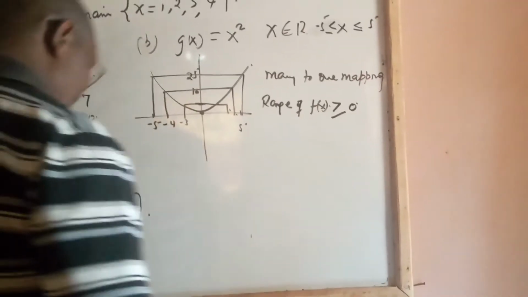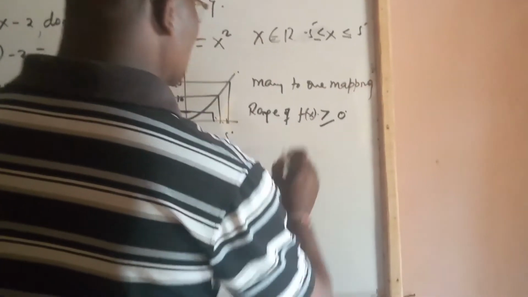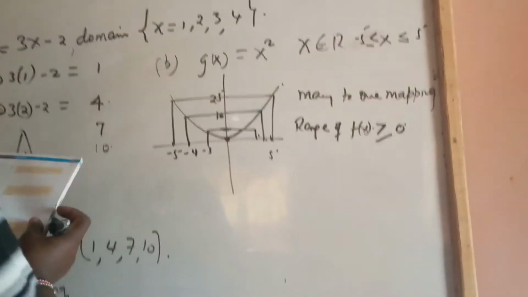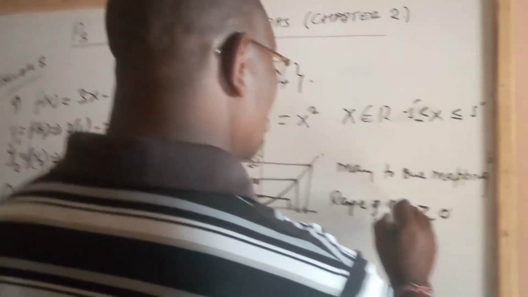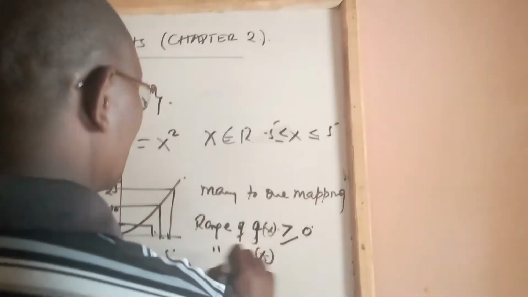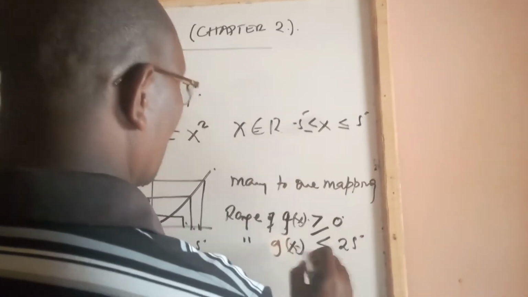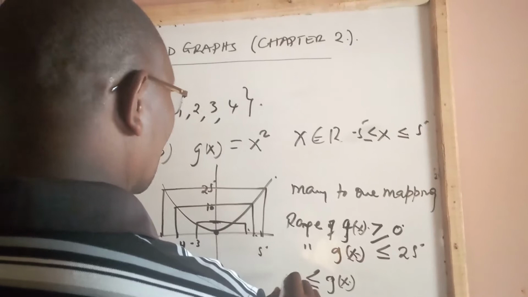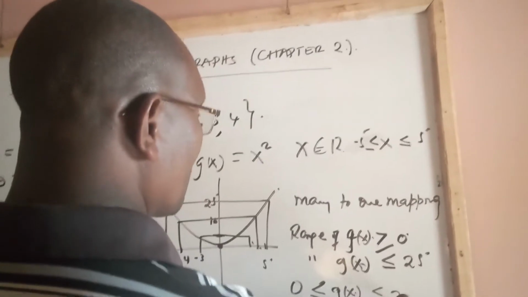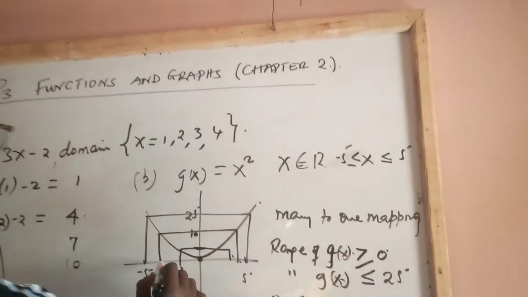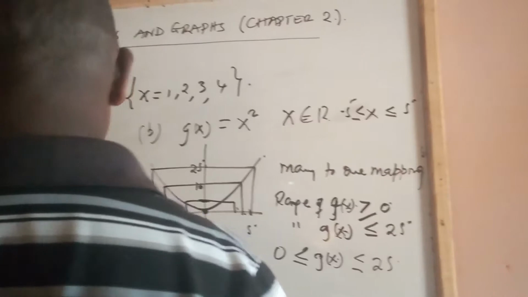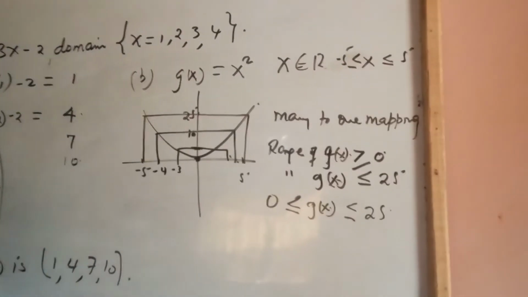And of course, when it is greater than or equal to 0, it is less than or equal to 25. So the range of g(x) is less than or equal to 25. So when you combine the two, you will get that the range of the function of x is greater than or equal to 0, less than or equal to 25, because all these values between 0 to 25 make sense, because the domain itself is between the two limits, as you can see.